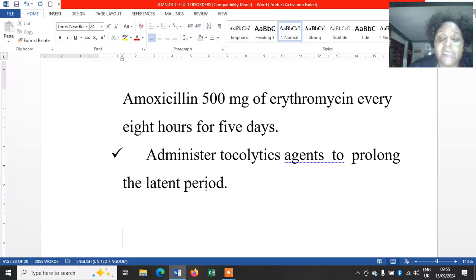Why do we administer tocolytics? These ones are going to aid us move from the maternity center to the hospital. Or they are also going to aid us prolong the onset of active labor as we plan for what is next.